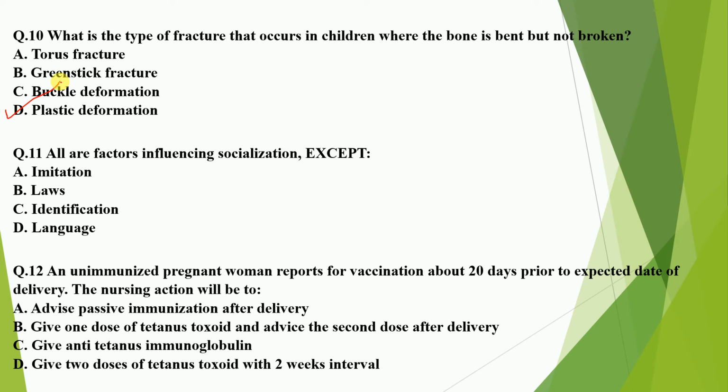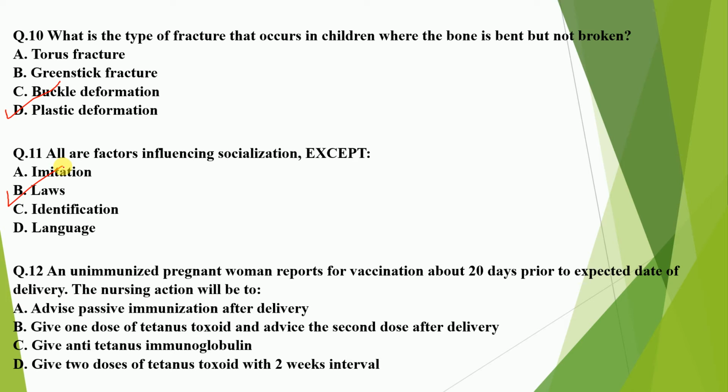Next question. All are factors influencing socialization except A, imitation, B, laws, C, identification, D, language. Correct answer is B, laws.